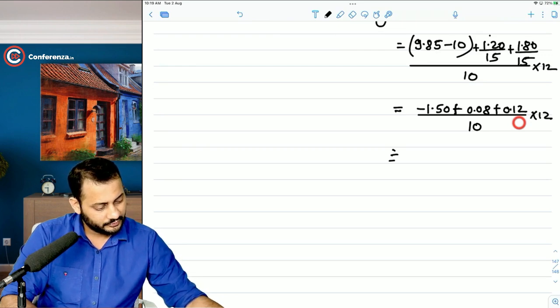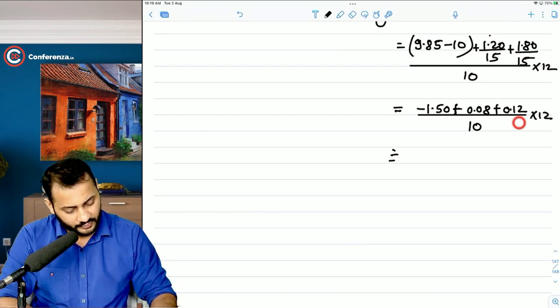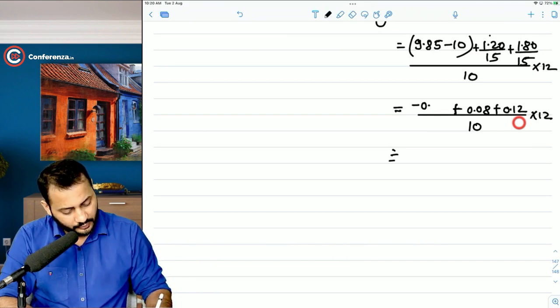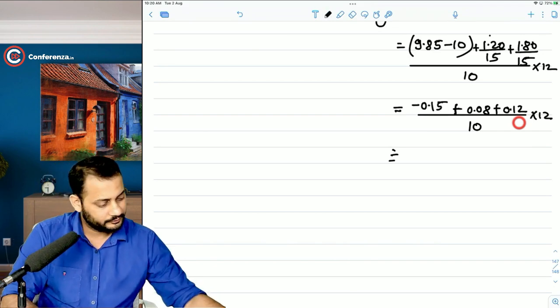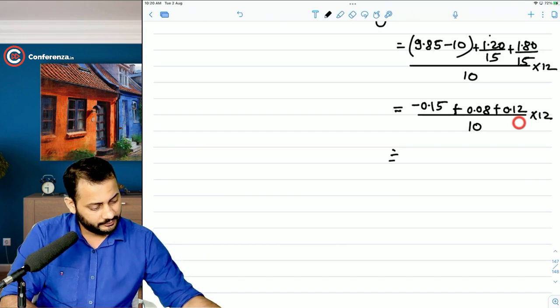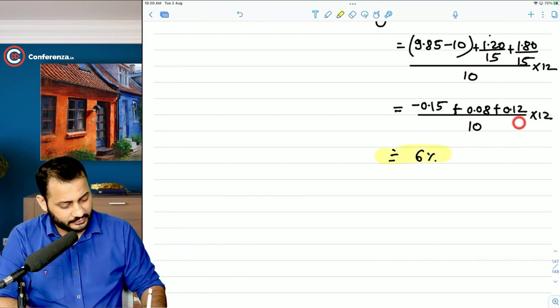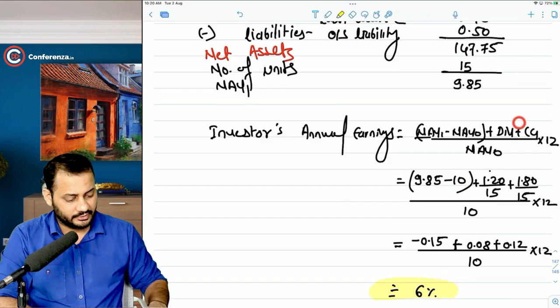0.12 plus 0.08 minus 0.15 (sorry, my mistake, it should be 0.15), divided by 10 into 12 into 100. So that's 6% of the earning. So this is our final answer.